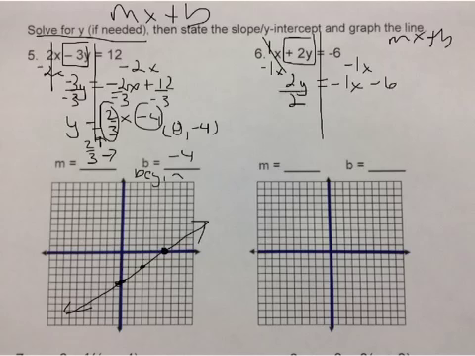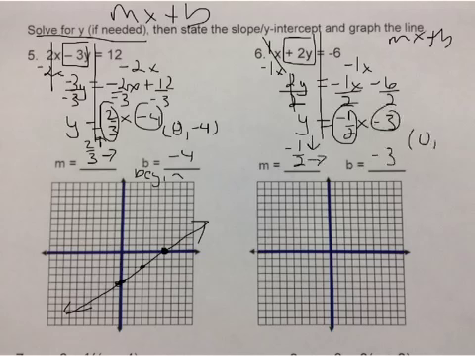Divide everything by 2. Cancels. Negative 1 divided by 2, math 1 enter, would be negative 1 over 2. Negative 6 divided by 2 is negative 3. Here's my m, which is down 1, right 2. Here's my b, which is 0, negative 3.